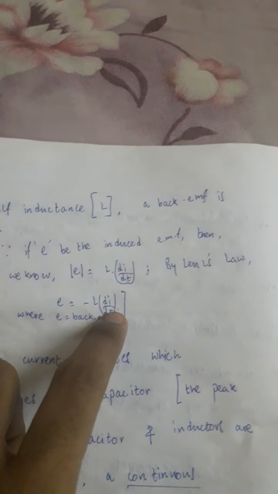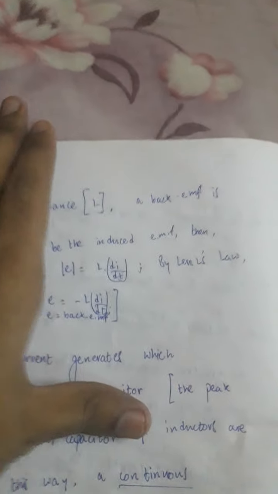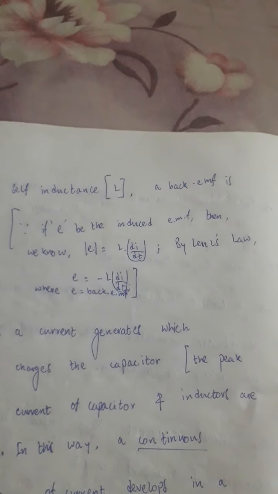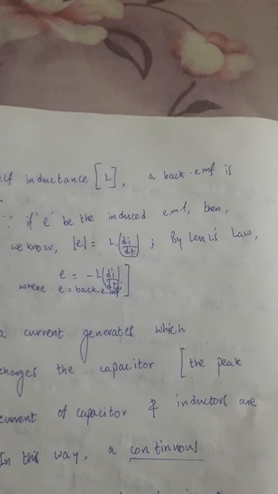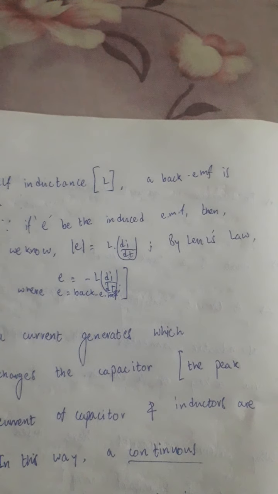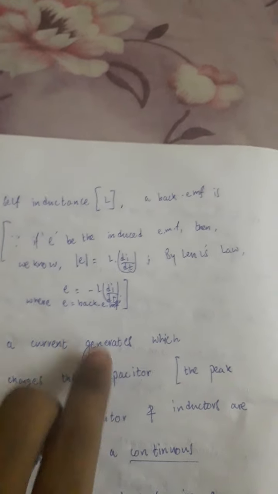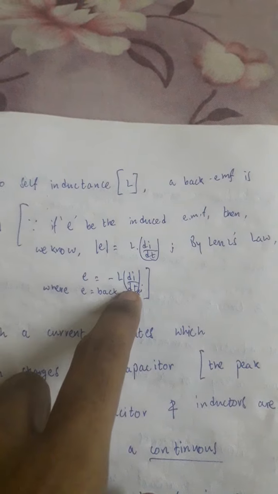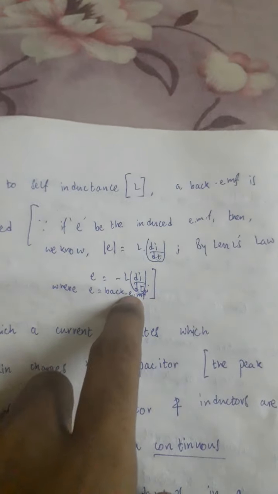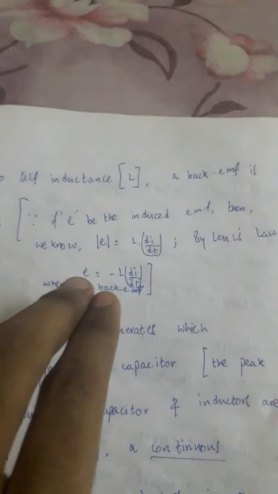So by Lenz's law, E is equal to minus L into di/dt, because by Lenz's law we all know that in electromagnetic induction, the induced EMF always opposes the very cause of it. So here E is the back EMF. So E is equal to minus L into di/dt, the back EMF.